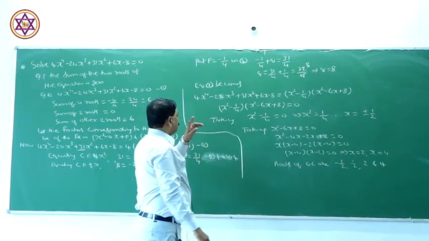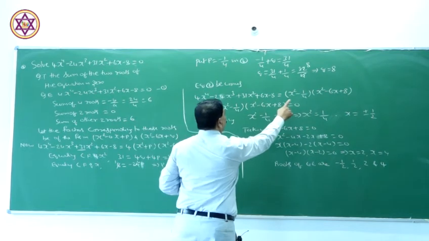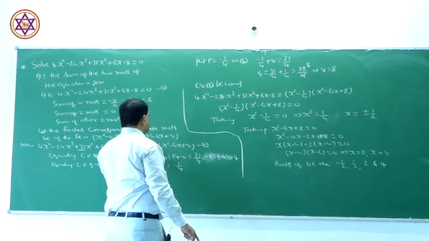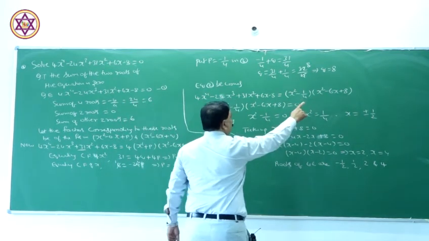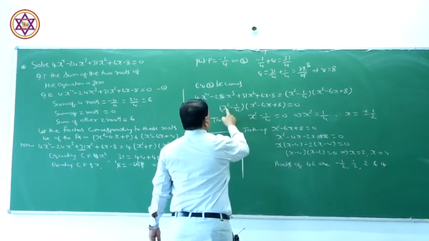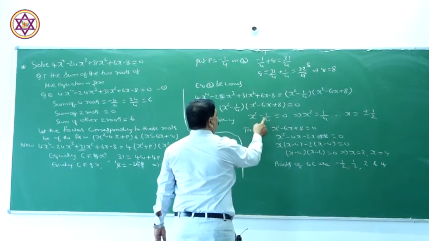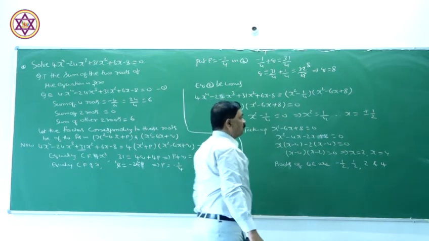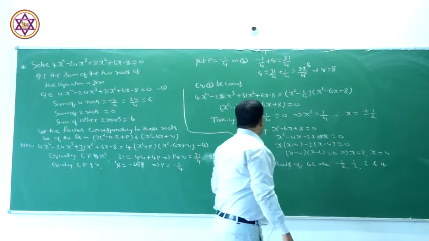Equation 2 becomes therefore x squared, in this particular case p means minus 1 by 4, x squared minus 6x, q means 8. So equating to 0, x squared minus 1 by 4 is equal to 0, we get x is equal to plus or minus 1 by 2.